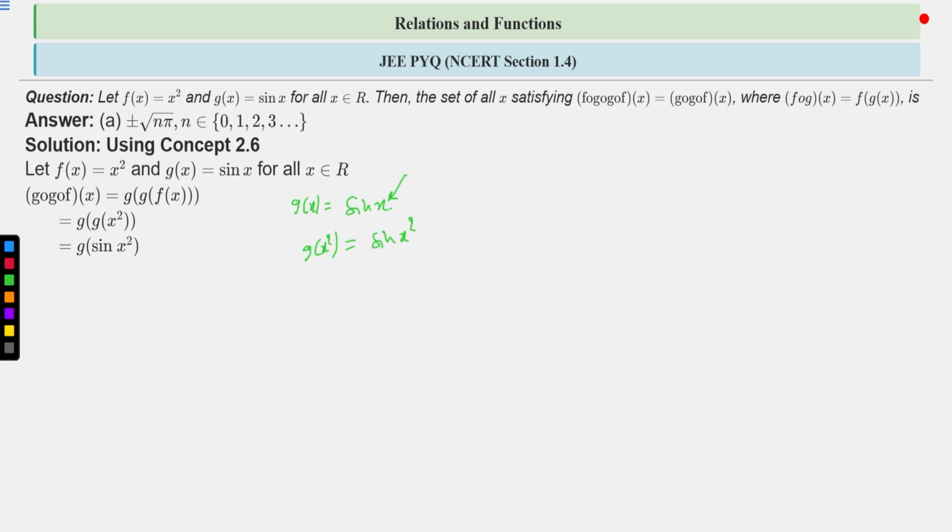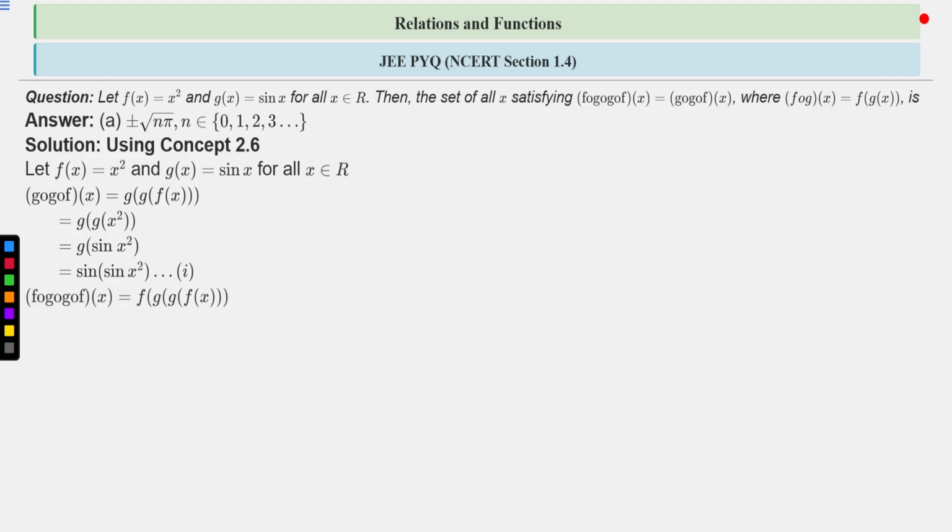So g of f(x) will be g of x square, because f(x) is x square. So we have put x square in place of f(x), which gives g of x square, which is sine x square. Now g of sine x square: g(x) is sine x, so g of sine x square will be equal to sine of sine x square. Let us assume this as equation 1.